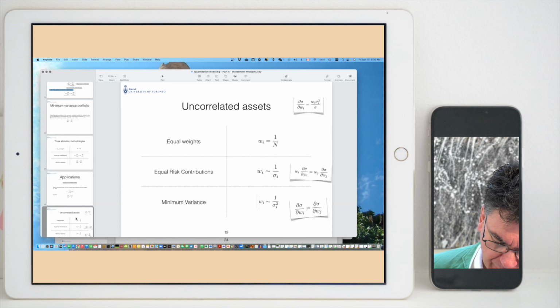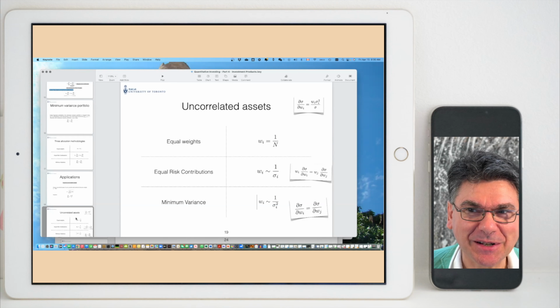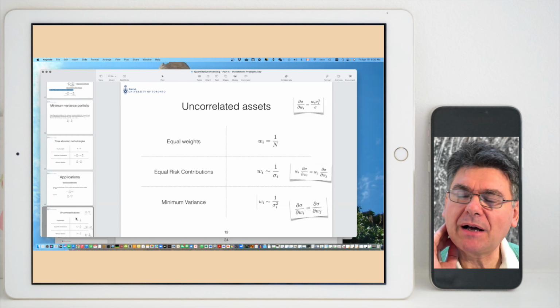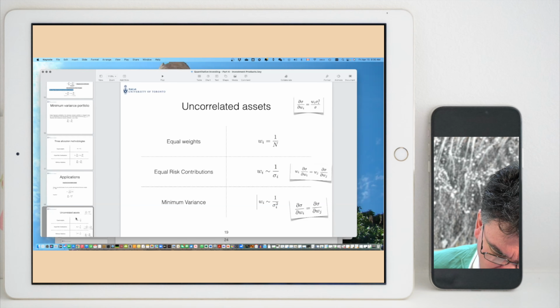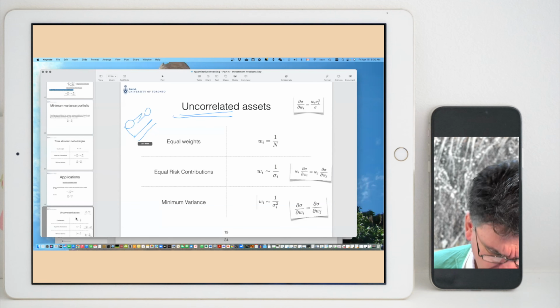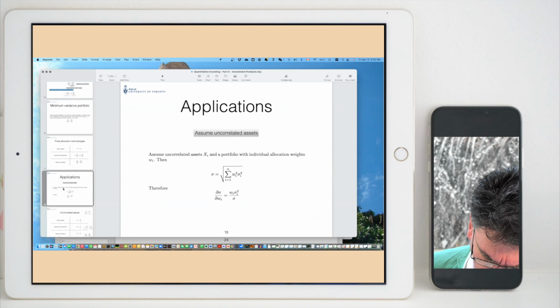Equal weights, we already know. With $1 million, it was $333,333. But how about the equal risk contributions? Again, this is assuming the correlation is zero. So if the correlation is zero, look at the expression here. Remember this?